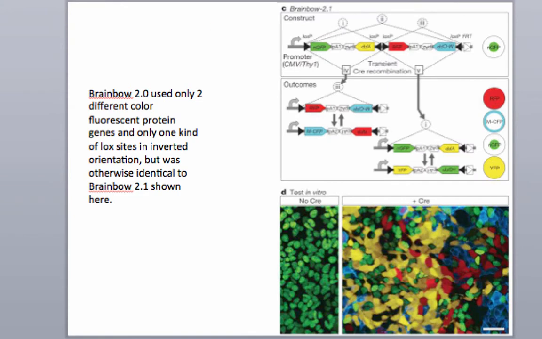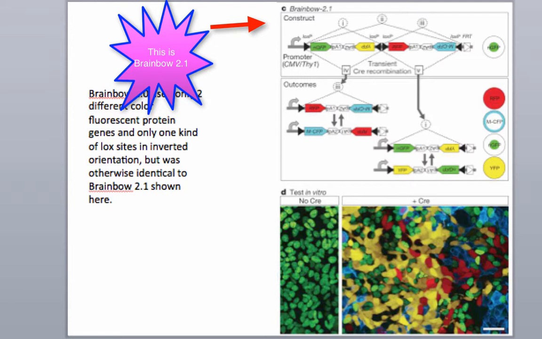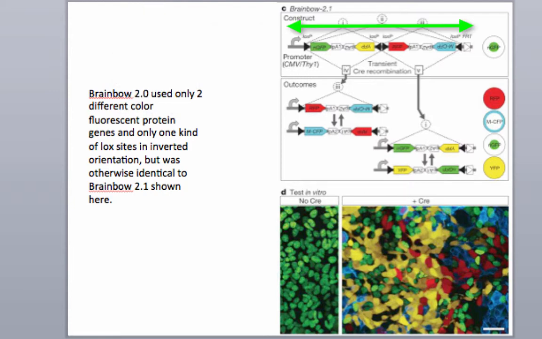Now in Brainbow 2.1 shown here, there were 4 different fluorescent protein genes. The green was closest to the promoter, then yellow, then red, then blue. And a single kind of lox site was used, but there were 4 copies of it. So the leftmost copy and the rightmost copy are in inverted orientation, and the 2 middle copies are also in opposite orientation. And so many different kinds of recombinations can happen between them. For example, lox sites 1 and 3 are in direct orientation, and lox 2 and lox 4 sites are in direct orientation also, so they cause deletions if Cre recombines them.